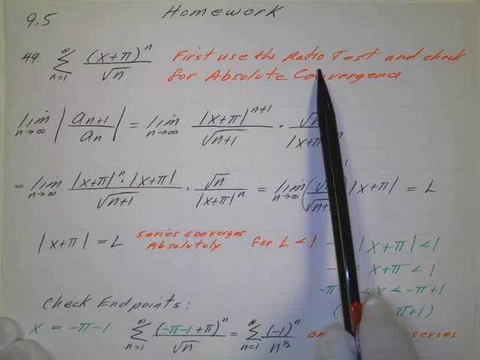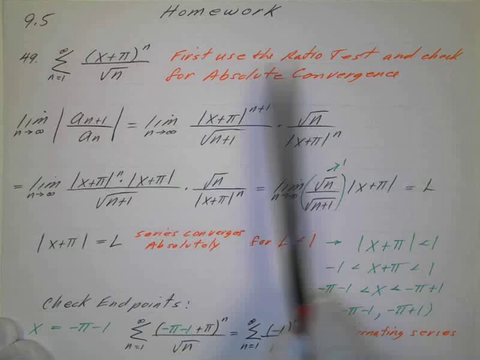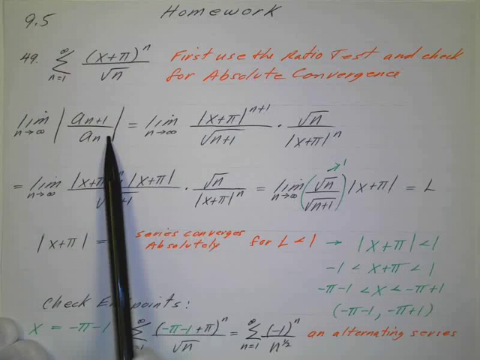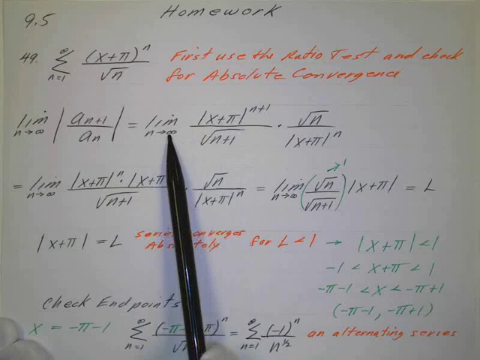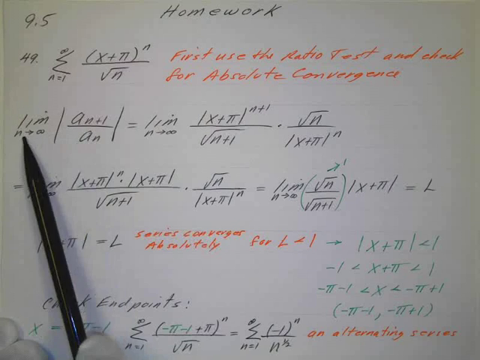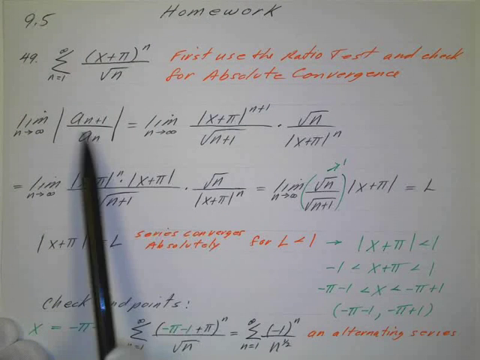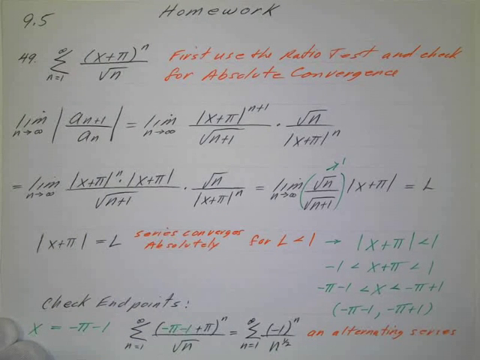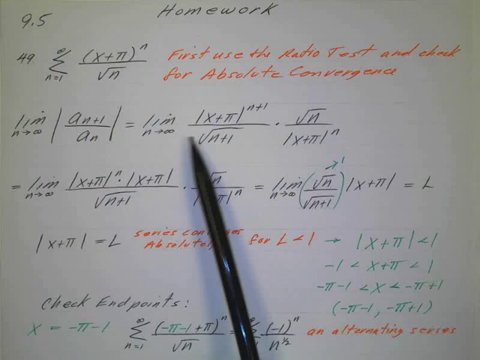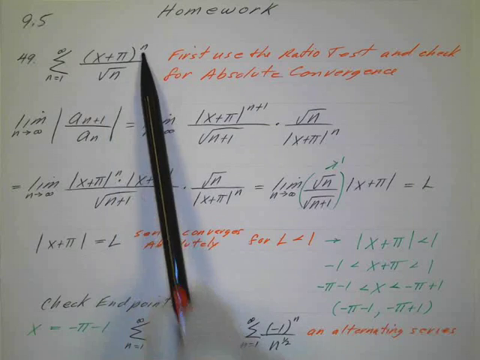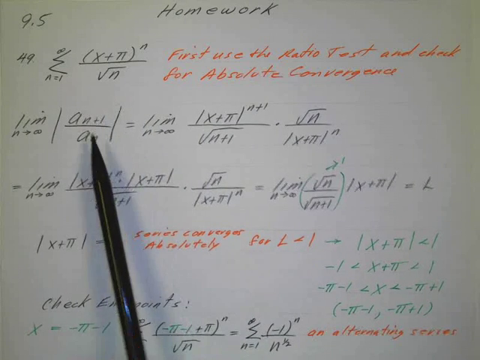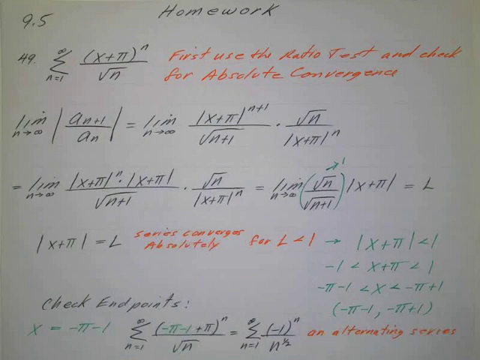So first of all, like we've done before, we're going to use the ratio test and check for absolute convergence. So we take the absolute value of this series. We're going to take the limit as n approaches infinity. Remember, we're using the ratio test. We use the absolute value to check for absolute convergence, because if it converges absolutely, it does converge. So every time we see an n, we put an n plus 1 and divide it by this, so we'll just invert and multiply.